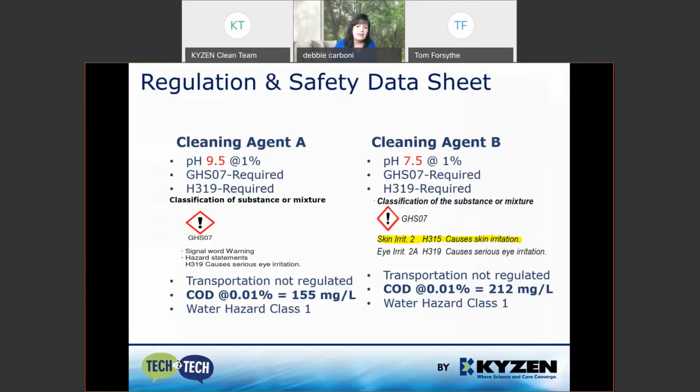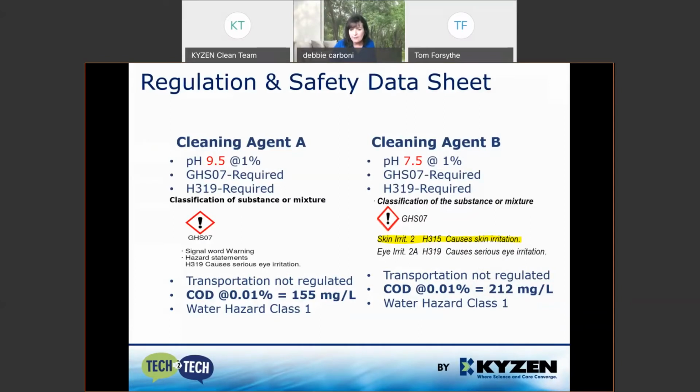Let's talk about regulations and safety data sheets. Is pH the only factor that plays into these? The short answer is no. Take these two products, for example. One is a pH of 7 and the other is a pH of 9. Earlier, we discussed that a pH of 9.5 is 100 times more alkaline than a pH of 7.5. That sounds like a lot more alkalinity.